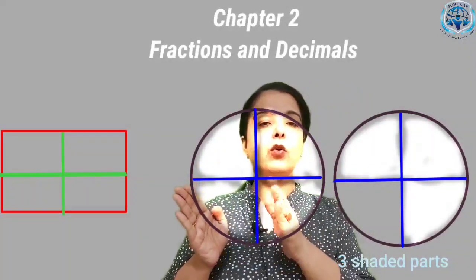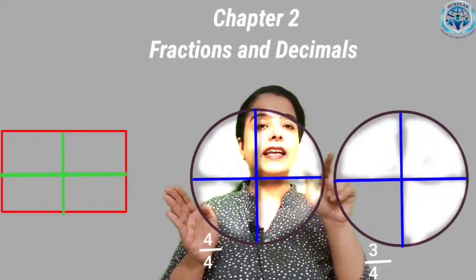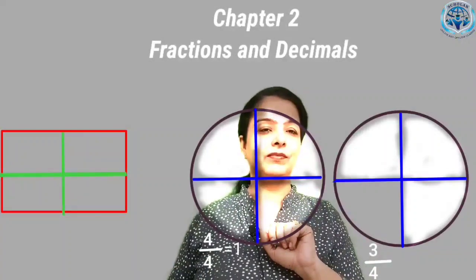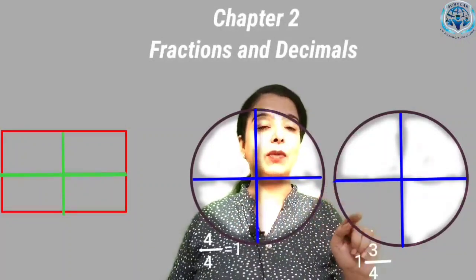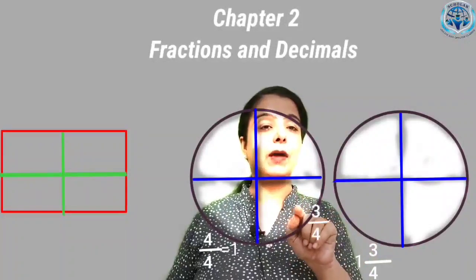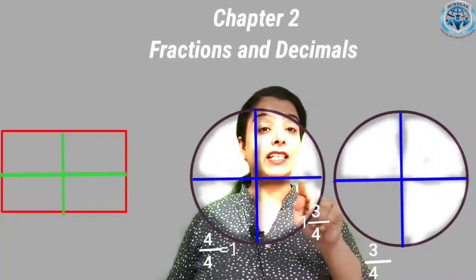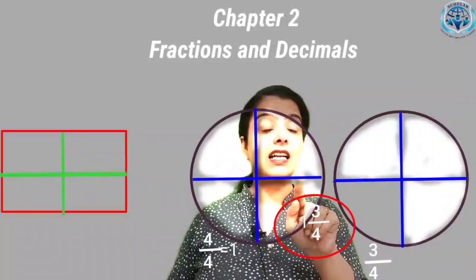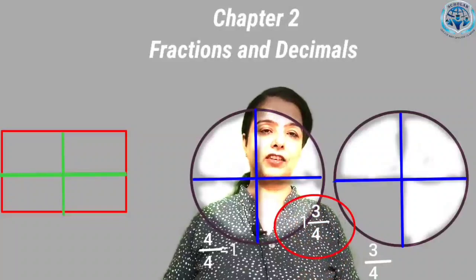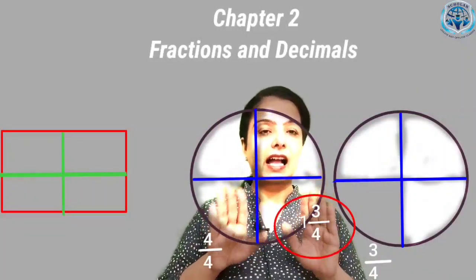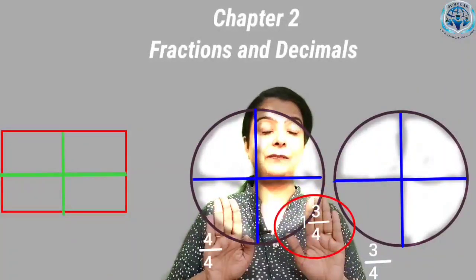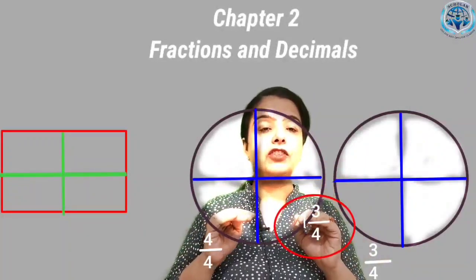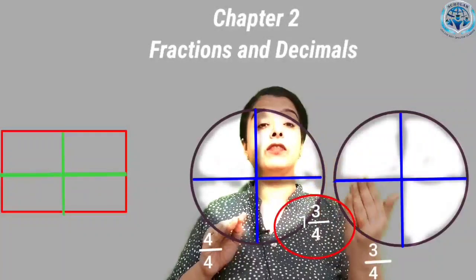We can take this whole as 4 by 4 and this as 3 by 4. Now 4 by 4 is 1. That means 1 and 3 by 4. 1, 3 by 4. This is a mixed fraction and 4 plus 3 is 7. 7 by 4 is an improper fraction. Don't worry, I am explaining. A proper fraction is a part of the whole, while an improper fraction is a part of more than one whole.